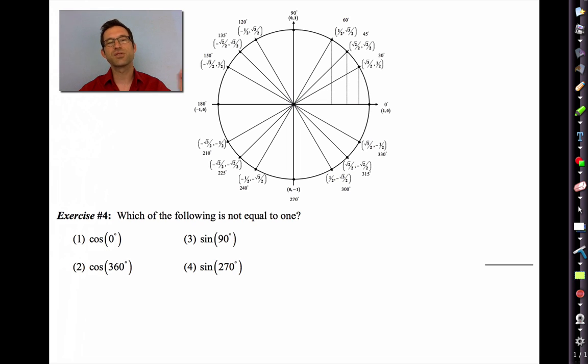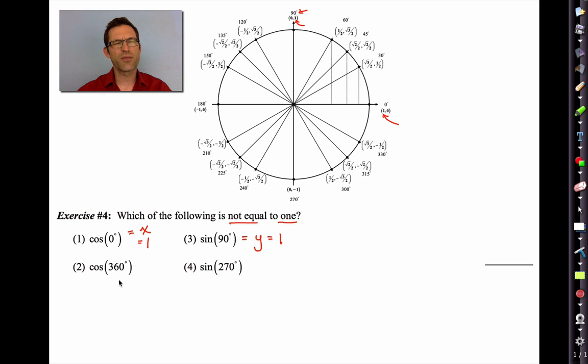All right, number 4 asks, which of the following is not equal to 1? Well, the cosine of 0 degrees, that'll be the x-coordinate at 0 degrees, and at 0 degrees, the x-coordinate is most certainly equal to 1. Let's take a look at number 3, the sine of 90. I don't know why I went with number 3 instead of number 2. Well, that's going to be the y-coordinate at 90, and the y-coordinate at 90 is most certainly equal to 1. So that's equal to 1.